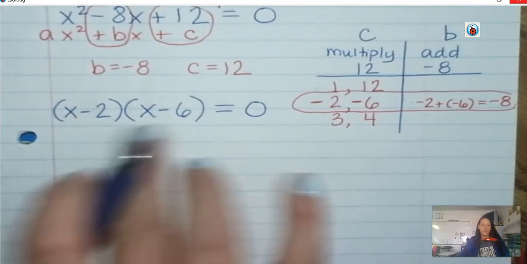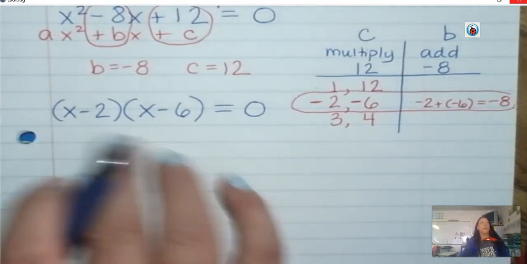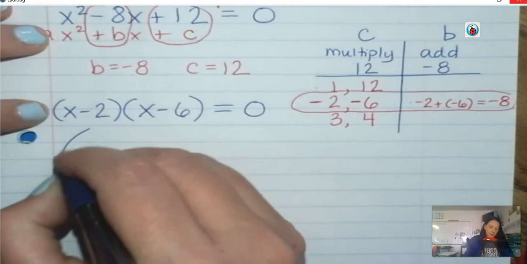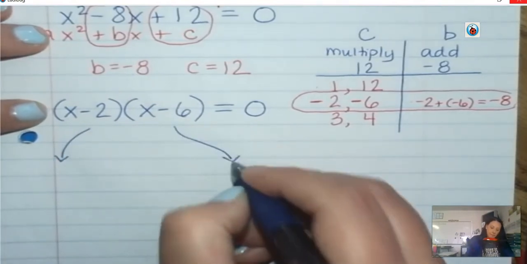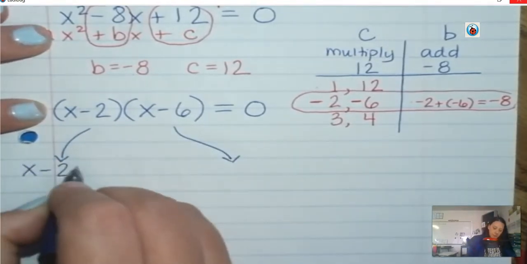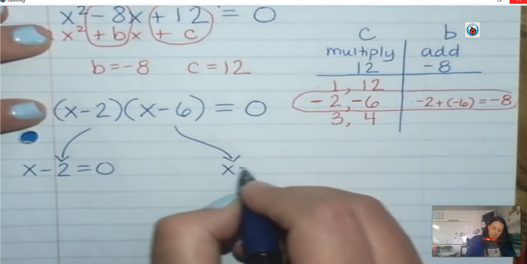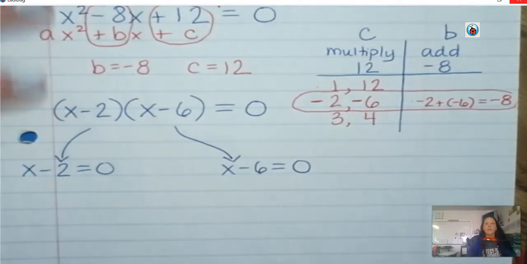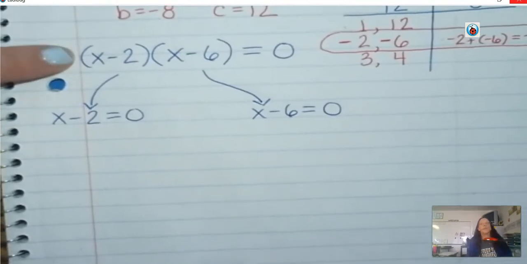So that's what we did in the last example. But now we have to solve these. So you're going to take both of these and set them equal to 0. So x minus 2 equals 0. x minus 6 equals 0. So this is what we did in the last module.